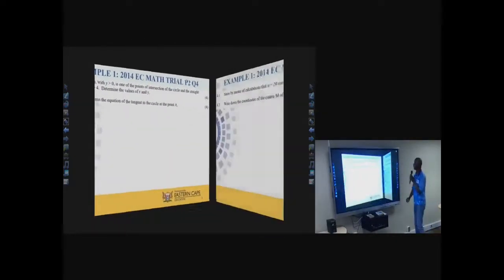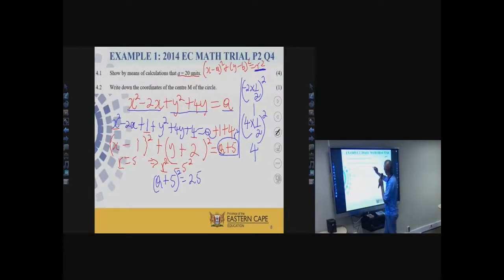Now let me move on. Oh, before that, the second question there was, write down the coordinates of the center M. Now the question is, how do you write down the coordinates of the center M? And the answer is very simple. Remember that the center is having coordinates a and b, which means we change this sign and change that sign. So the coordinates of the center M will be, you just go for x and change that sign and make it 1, and change this sign and make it negative 2. So when you have completed the square, you are simply able to write down the coordinates of the center.